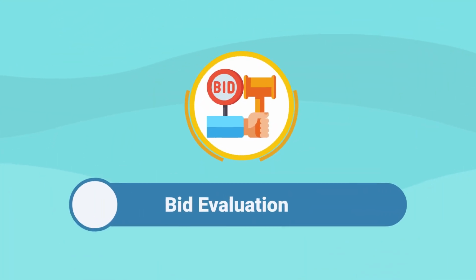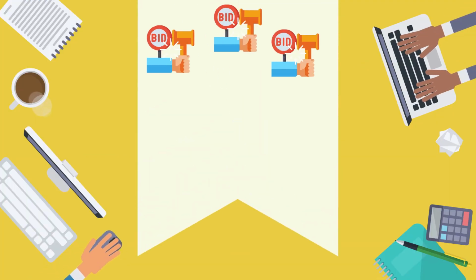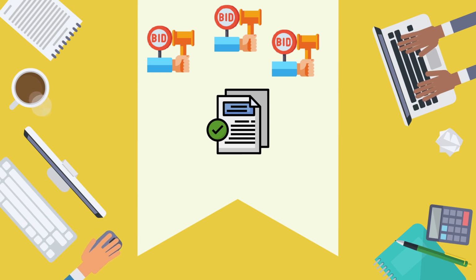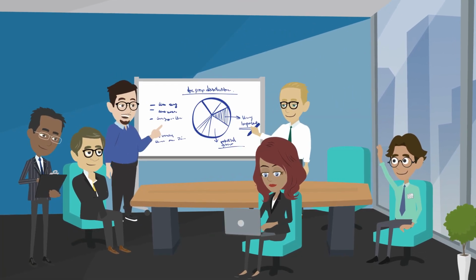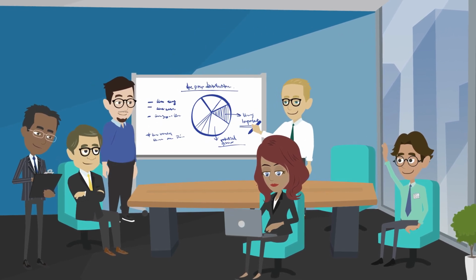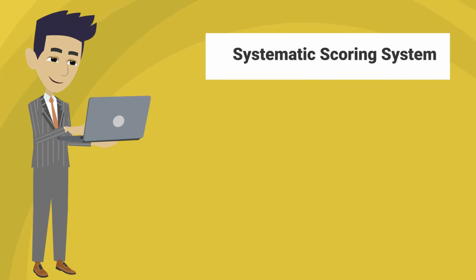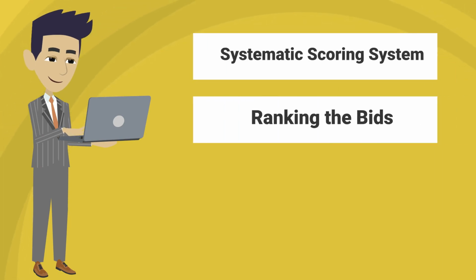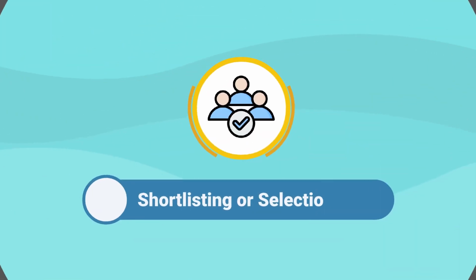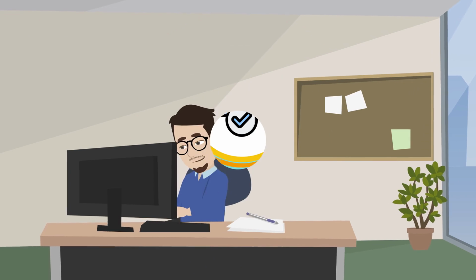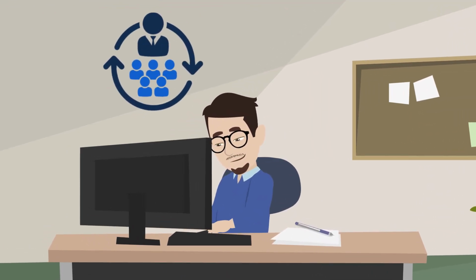Bid evaluation. The bid evaluation process involves reviewing and analyzing the submitted bids based on the established criteria. The evaluation team thoroughly examines each bid to assess its compliance with the tender requirements and its overall quality. This evaluation can be done through a systematic scoring system, ranking the bids, or a combination of qualitative and quantitative assessments.